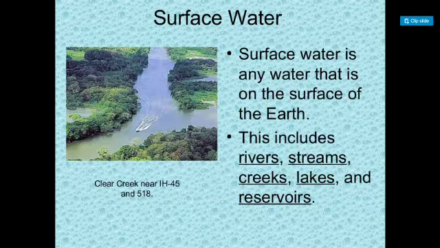Now finally, we will see what surface water is. Surface water is any water that is on the surface of the earth. This includes rivers, streams, creeks, lakes and reservoirs. So this is all about the water cycle.